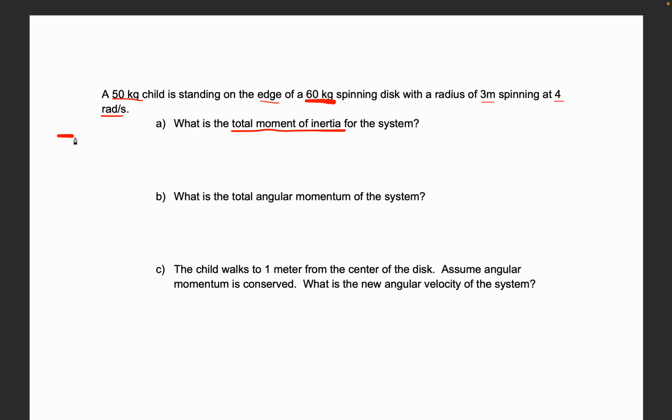So this is when we need to find the moments of inertia of both the child and the disk. So we look at our chart. The child is going to be a satellite because he or she is a point mass spinning around the center. So the moment of inertia is going to be mass times the radius squared. We can also look at our chart and see the moment of inertia of a disk is 1/2 mass times the radius squared.